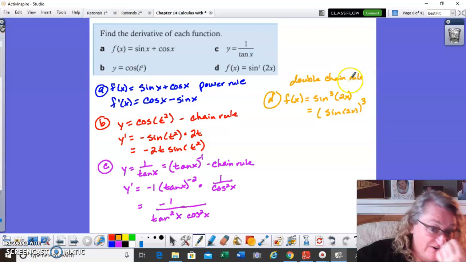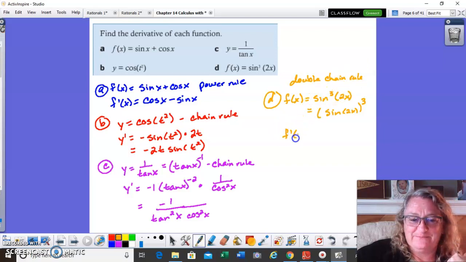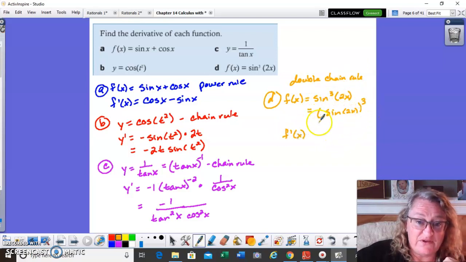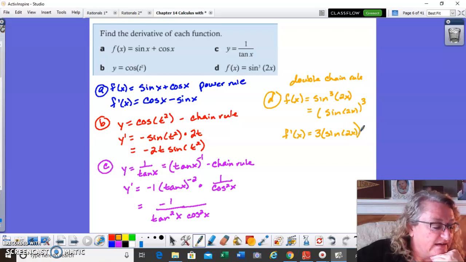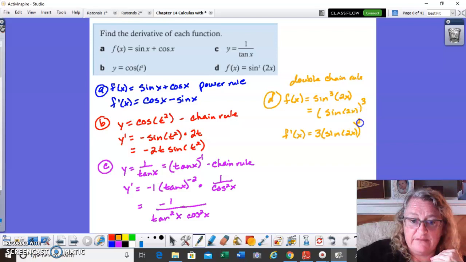All right, so the very first thing I'm going to do to find the derivative is take the derivative of the whole thing. So that's 3 sine 2x squared, right? All right, and then I'm going to multiply by the derivative of the inside. Well, what's the derivative of sine? Well, that's cosine of 2x. And then I have to multiply by the derivative of the inside, which is 2.